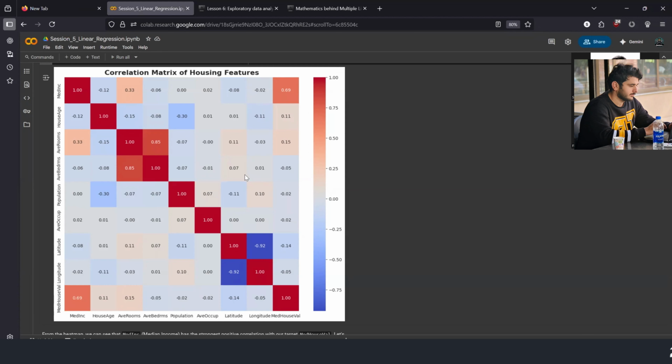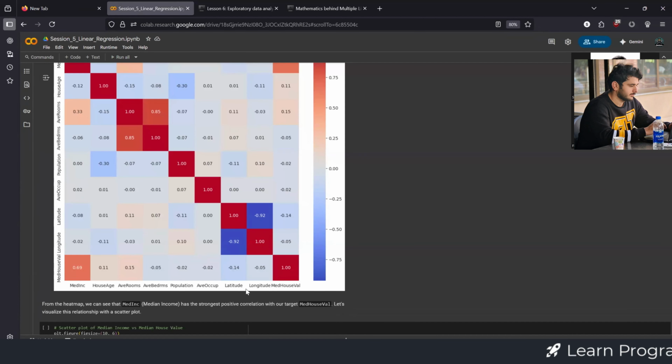For example, here we see 0.07, and we are talking about average bedrooms and latitude. Latitude basically refers to the location of the property, and the location of the property has nothing to do with the average number of bedrooms, right? Longitude and latitude are basically the values that we see on Google Maps when we're talking about some location. So this is the correlation matrix.